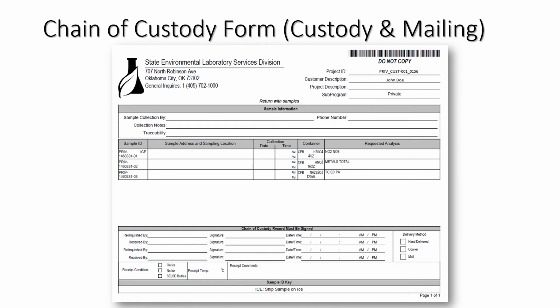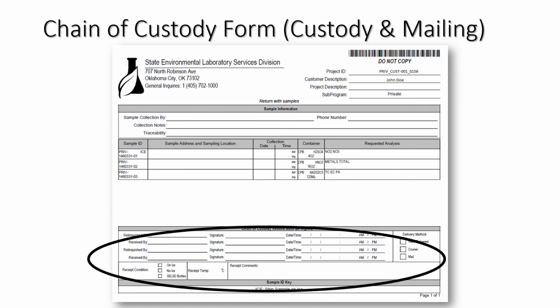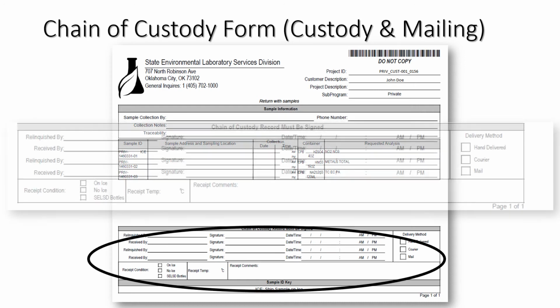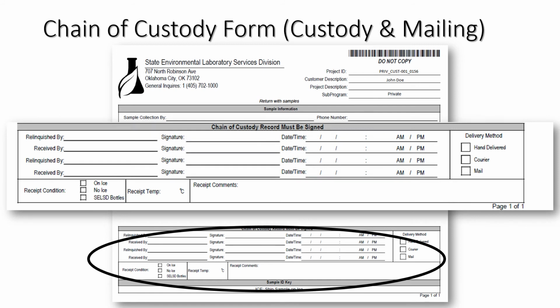When mailing samples via postal service or courier, complete the custody portion of the form before packing up your samples and paperwork. Complete the chain of custody by printing your name and signing at the bottom of the form to relinquish your samples to the laboratory. Add the date and time that you are packaging up your samples.